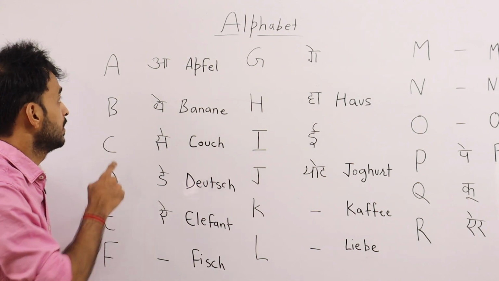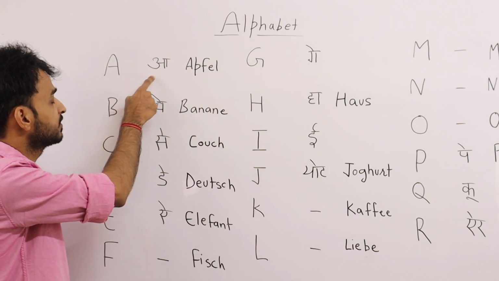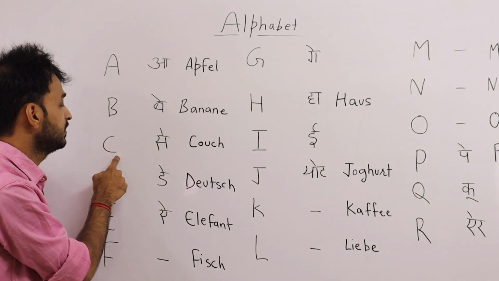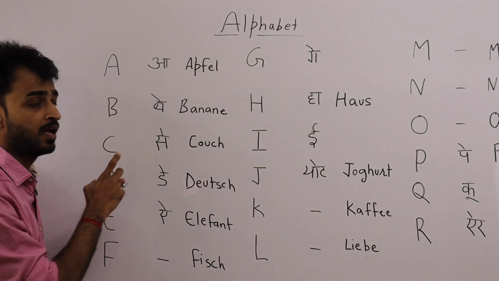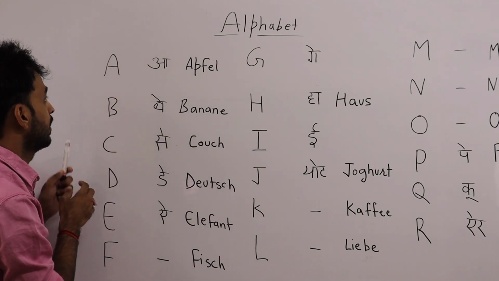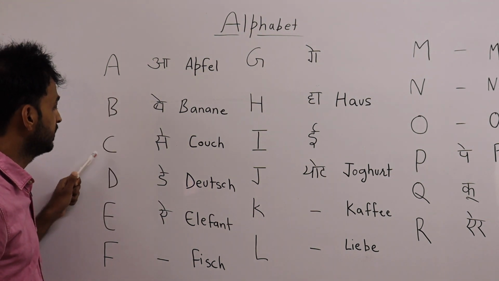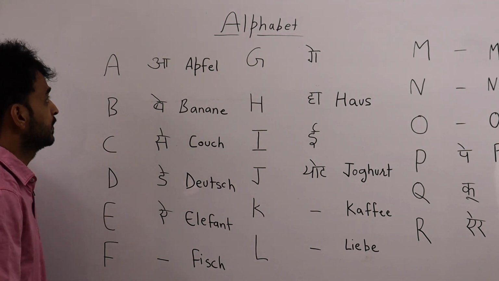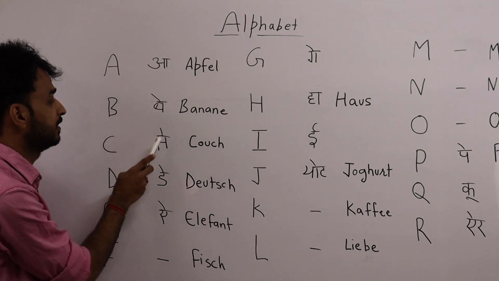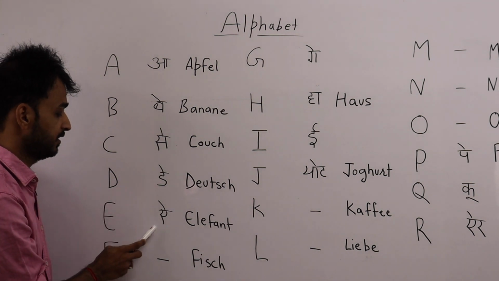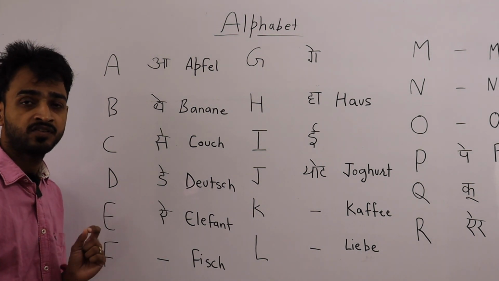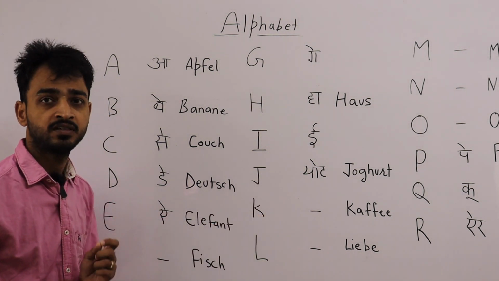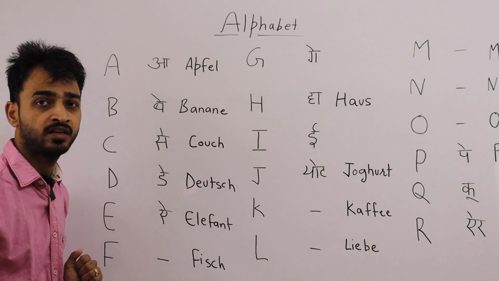A, the sound is A. This is B, C. So once again, A, B, C, D, E, F. Repeat this. A, B, C, D, E, F. F gives the same sound, so I have written a dash. Whenever I have written a dash, it means it is pronounced the same as we say in English.